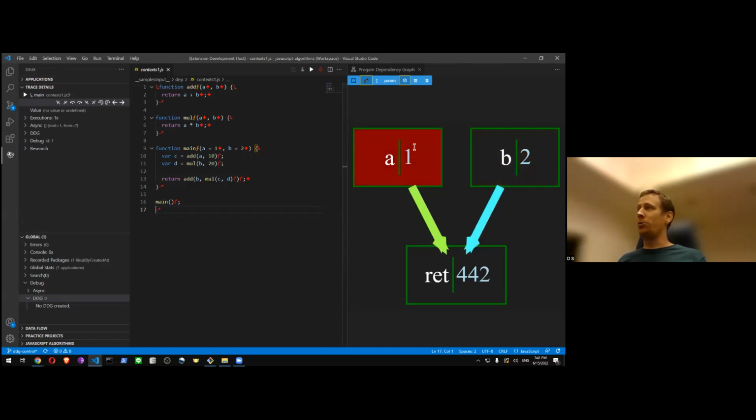You have your inputs right here. You have A, again, the parameters are the inputs. A, so you can click that, actually it takes us right to the code over there, and B over here, we visualize that over there. And then we have a return value down here, and that's it. So A is 1, B is 2, and then this whole thing returns 442 for some reason. Why does it return 442? Well, because it does these additions and multiplications.